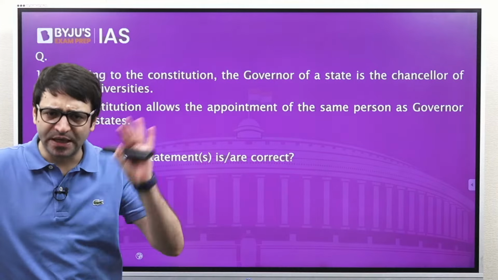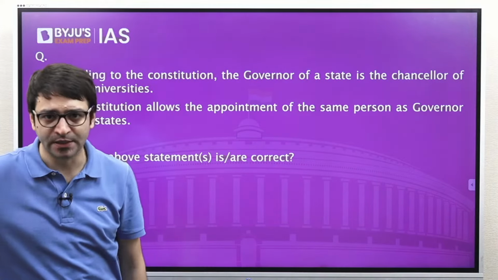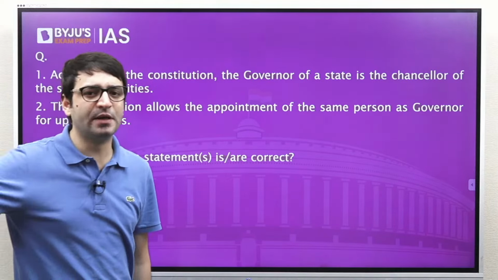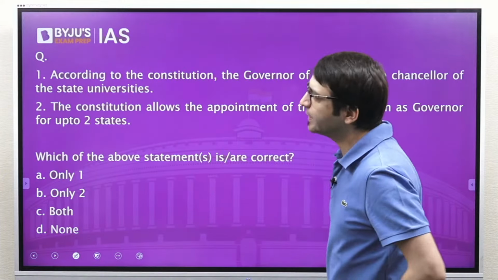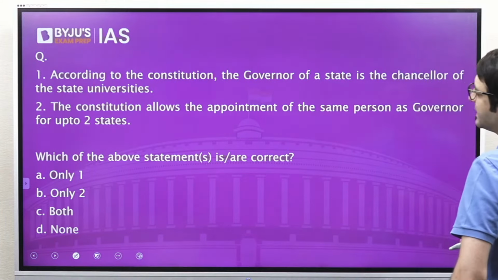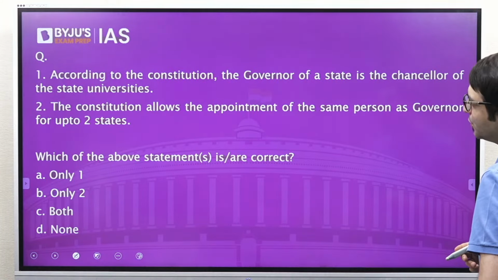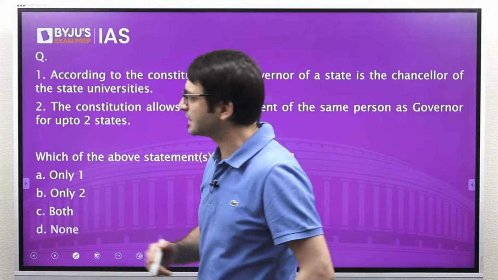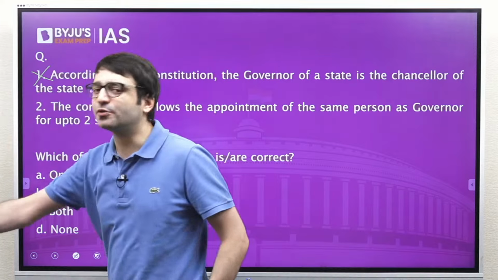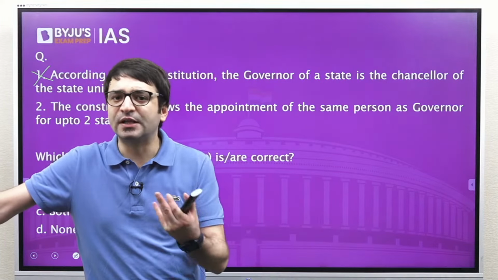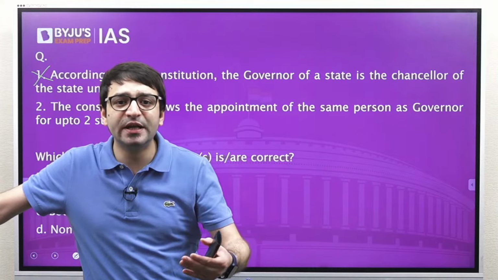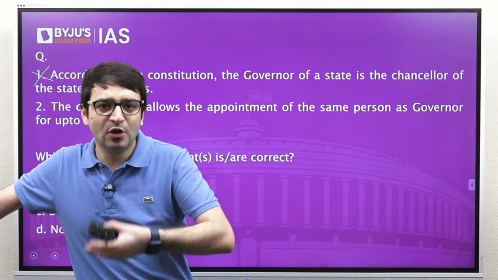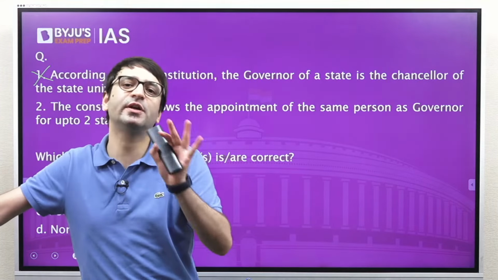And it is in this backdrop that we are having some of the questions on the office of the governor. Very important, some difficult, some tricky questions, but these questions can be very, very important, very, very relevant for your prelims 2022. Question, statement number 1. According to the Constitution, the governor of a state is the chancellor of the state universities. This is not mentioned in the Constitution. The governor is the chancellor of state universities because the state legislatures have passed laws based on which the governor becomes the chancellor of the state universities. It is not mentioned in the Constitution.